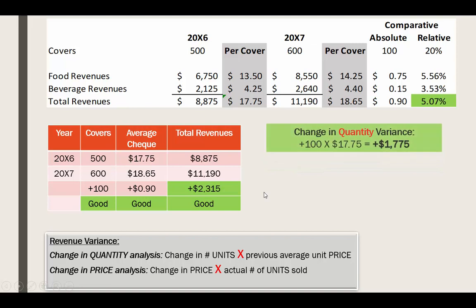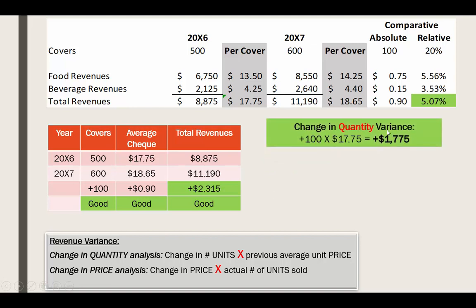So if we take a look, the first thing we're going to do is our change in quantity variance. So it's our change in number of units, which is we increased by 100 customers, times our previous average unit price. Our previous average cover, in this case average check, is $17.75. So of the $2,315, $1,775 is directly related to the fact that we just had more people come in. Okay. Now, if we had that many more people at the old average price, that's how much more we would have made. That's the way to look at the change in quantity.